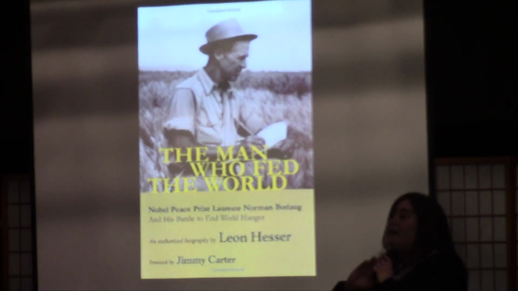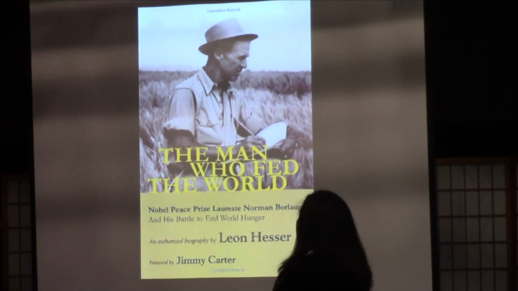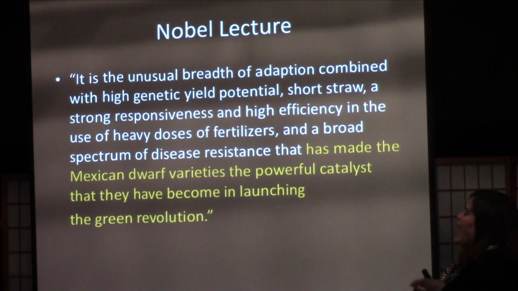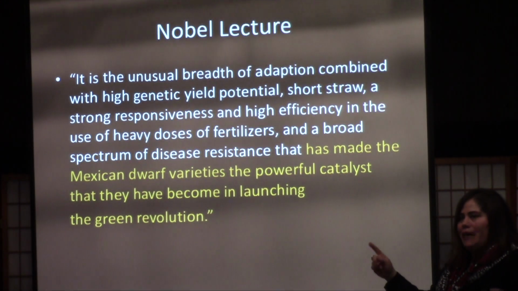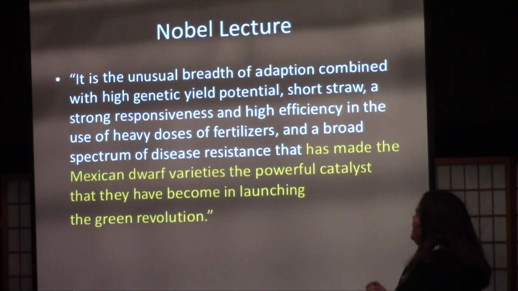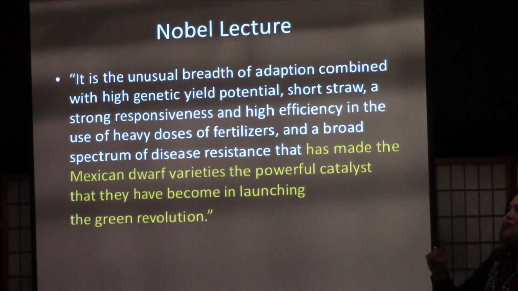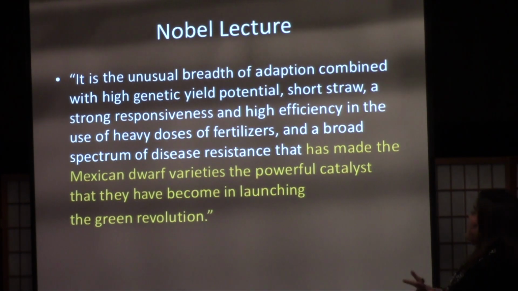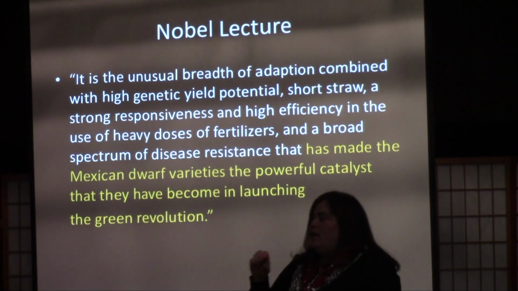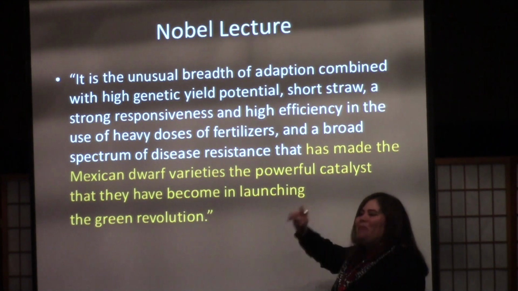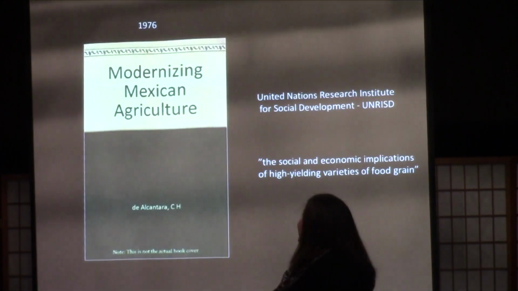This is the title of one of the dozens of books about Norman Borlaug. And in his Nobel Lecture, he says that it was the unusual breadth of adaptation, the seeds, remember? Wide adaptability, combined with high genetic yield, short straw, and strong responsiveness and high efficiency in the use of heavy doses of fertilizer, and a broad spectrum of disease resistance that has made the Mexican dwarf varieties the powerful catalyst that they became in launching the Green Revolution. Let me just underline, heavy doses of fertilizer that are needed to produce more seed with these magic seeds.